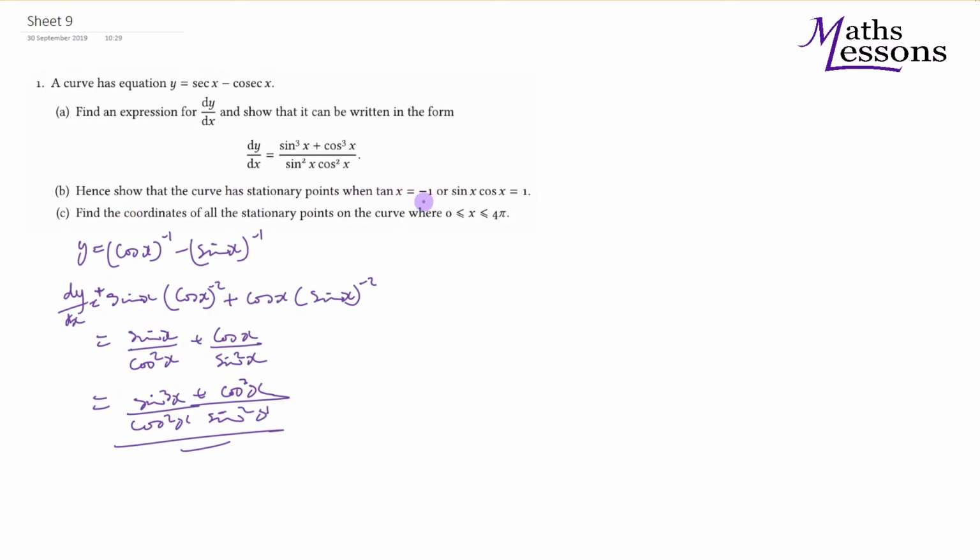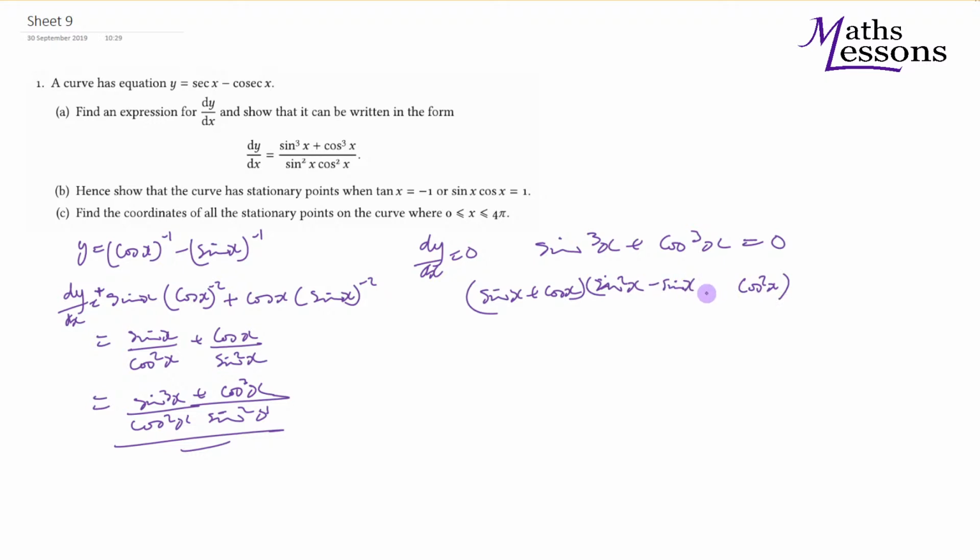Hence, so the curve has stationary points when tan x equals minus 1 or sin x cos x equals 1. So what we're going to do is, therefore, if this is going to be equal to 0, then sin cubed x plus cos cubed x must equal 0. Okay, and we're going to take out a factor of sin x plus cos x, as I hinted. And we're going to need sin x times the sin squared x in here, and we're also going to need a cos x times a cos squared x in here. And then in the middle, we're going to need a minus sin x cos x.